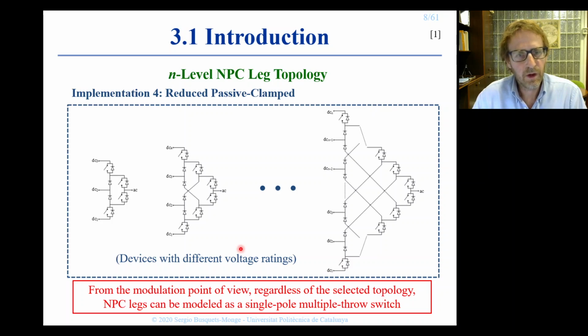In any case, regardless of the selected topology that we use to implement the NPC legs, they can always be regarded as a single-pole multiple-throw switch from the modulation point of view. In a first approximation, when we develop pulse width modulation strategies, we can model these NPC legs as single-pole multiple-throw switches, and we don't need to really know the details of the selected implementation.